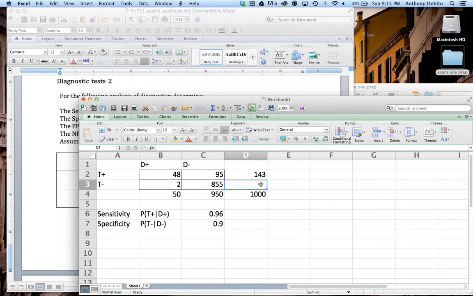While we're at it, how many people tested negative? Equal to the sum of 2 and 855. I guess I could have written that down. Right, and that does add up to 1,000, so it kind of checks our work a little bit there.